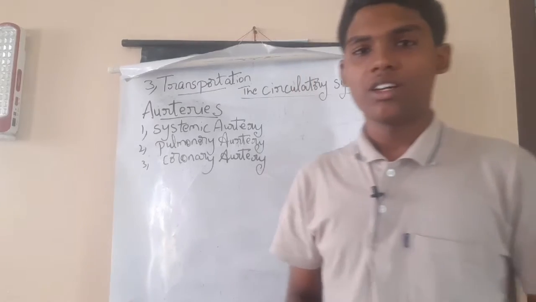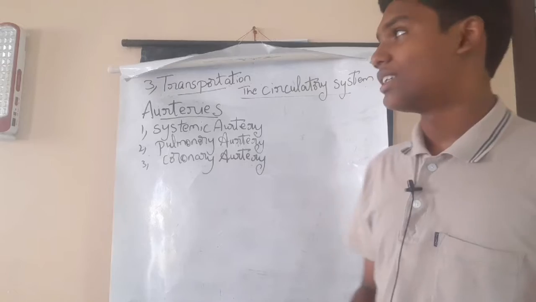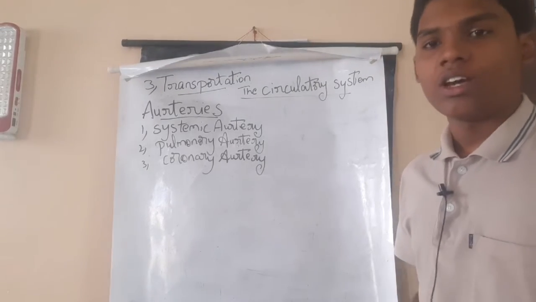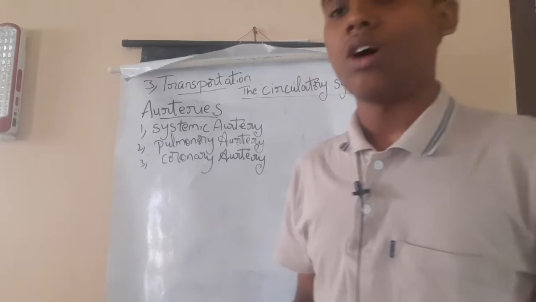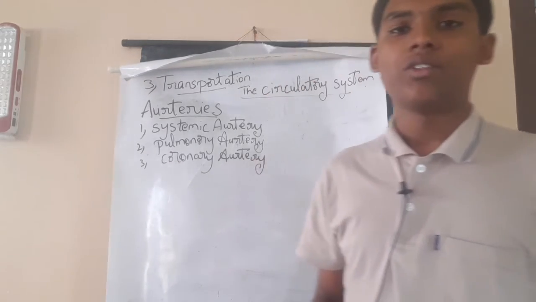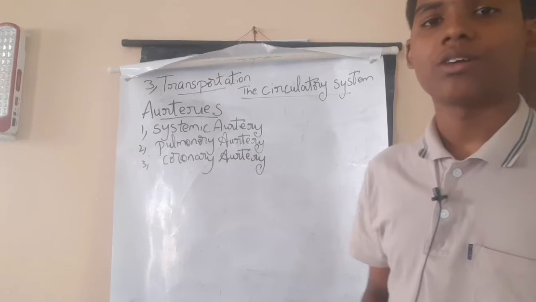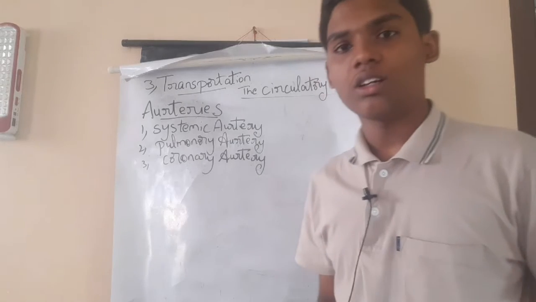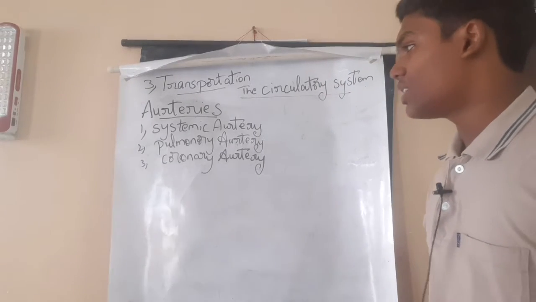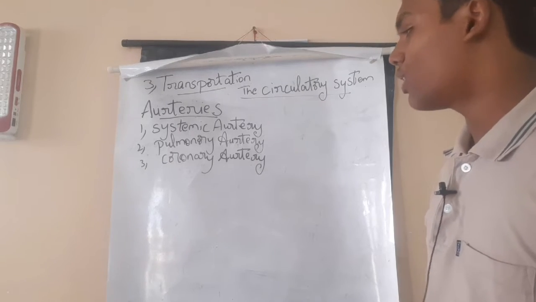Okay, today we are going to continue our topic, transportation: the circulatory system. In the previous class, we discussed the introduction of arteries. Arteries were discovered by William Harvey. What are arteries? The blood vessels carrying blood from the heart to body organs. These are the types of arteries. First one is systemic artery, second one pulmonary artery, and coronary artery.